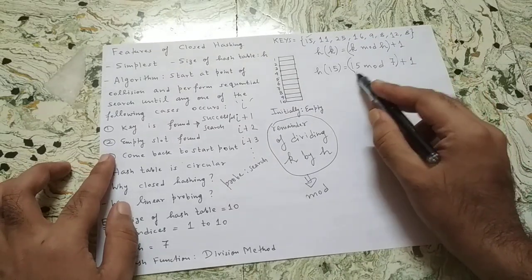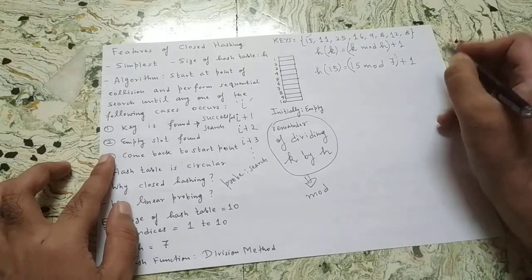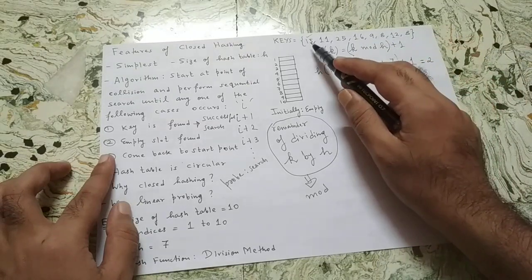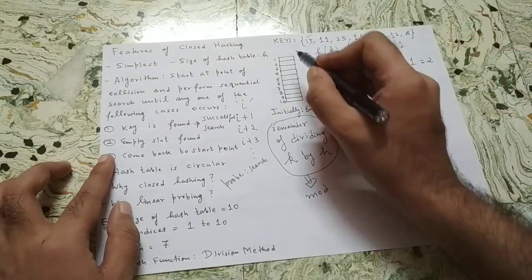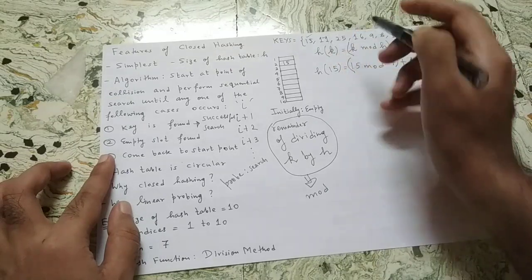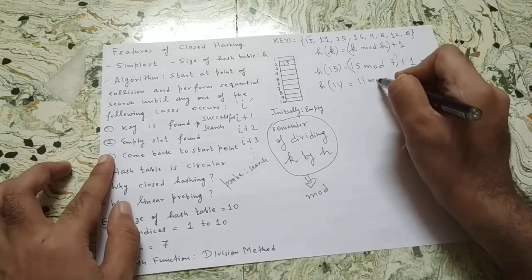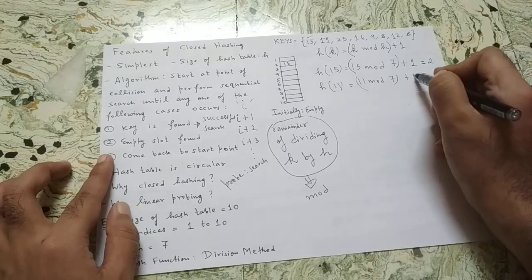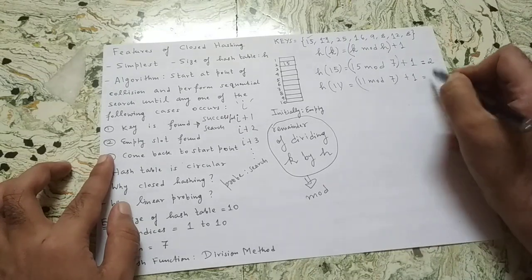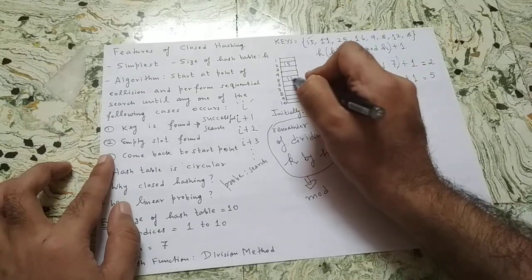Okay, now what will be 15 mod 7? If I divide 15 by 7, I get a remainder of 1. And if I add it with this 1, I will get a value of 2. So my key 15 will map to the location 2. So I'll put 15 in location 2. Now let's move on to 11. Again, if I apply the hash function on my key value 11, I'll get 11 mod 7 plus 1. So what is 11 mod 7? If I divide 11 by 7, I get a remainder of 4. If I add that with 1, I get 5. Now I can see that location 5 is empty.